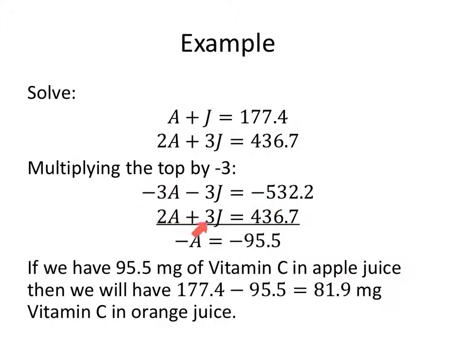Leave the second equation alone. I'm canceling my J's here, eliminating. I'll have negative A equals negative 95.9. So positive A is 95.9 milligrams of vitamin C in an 8-ounce glass of apple juice. And we can use the original top equation to find 81.9 milligrams of vitamin C in an 8-ounce glass of orange juice.